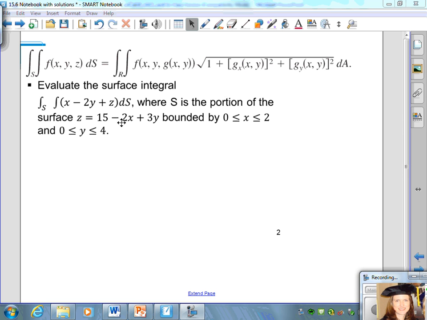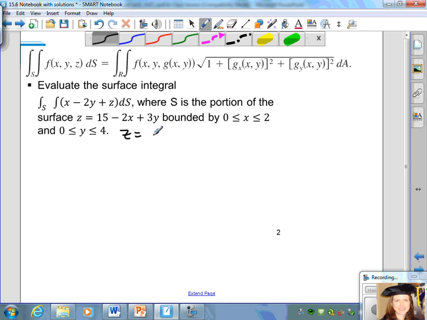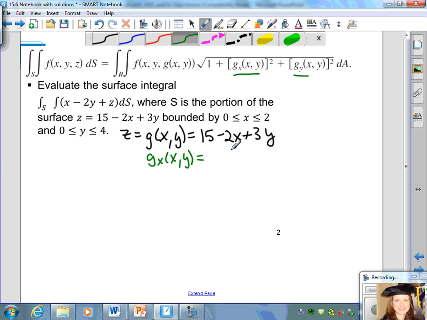Okay, so we have our surface z equals 15 minus 2x plus 3y. That z is the same thing as our g of x comma y equals 15 minus 2x plus 3y. We want to take the partial derivative of this g with respect to x and this g with respect to y. The partial derivative with respect to x, where you treat x as a variable, y as a constant, that partial derivative is negative 2. And the partial derivative of g with respect to y, where you treat y as a variable, x as a constant, that partial derivative is 3.